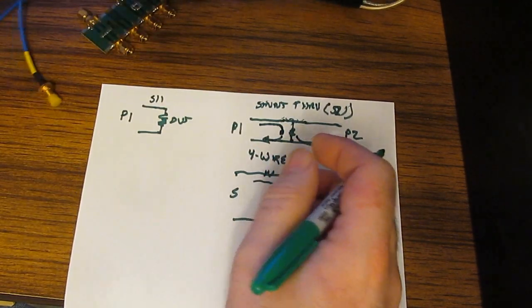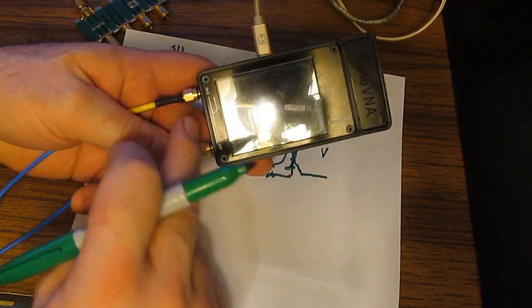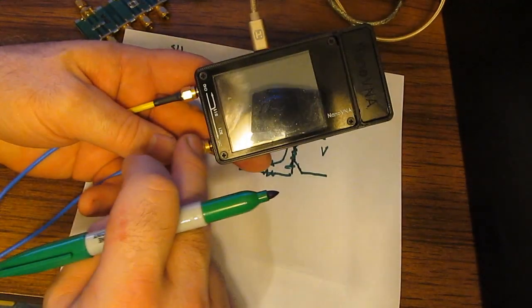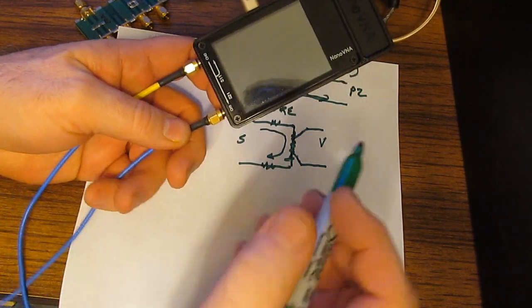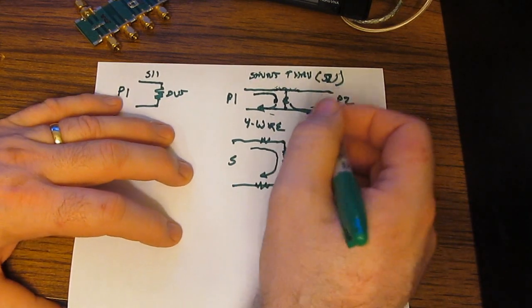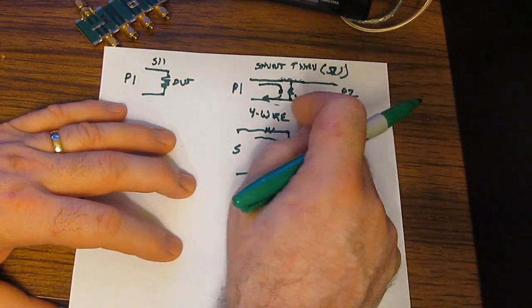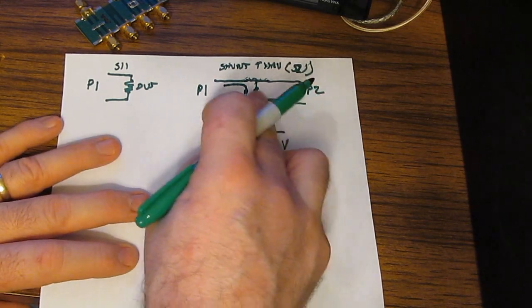So when we look at a network analyzer like the Nano, and again, this isn't a problem that's unique to the Nano or these low-cost network analyzers, the basic problem is that the two ports share a common ground, so that's forming this ground loop. And of course, at very low frequencies, that's going to become an issue. What we need to do is find a way to break this ground path.